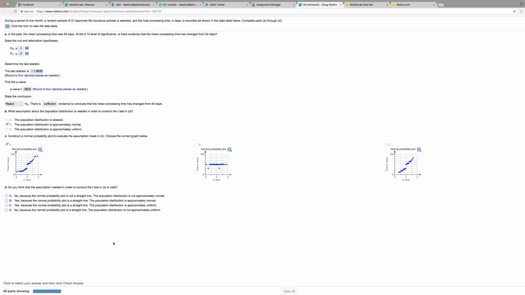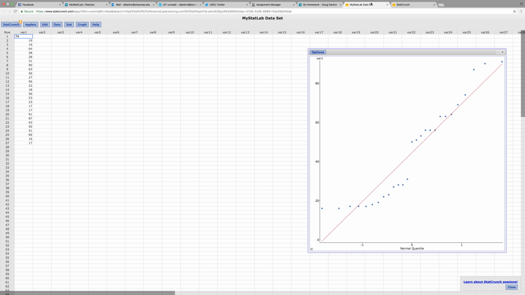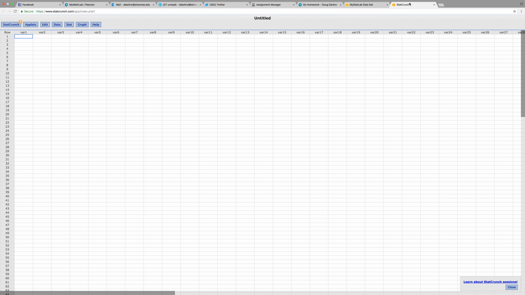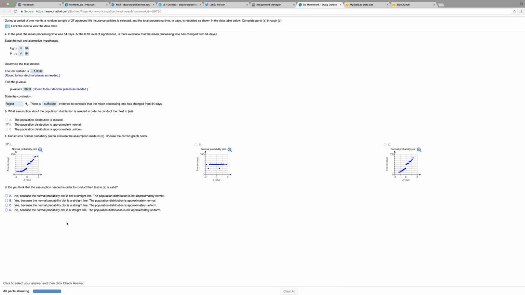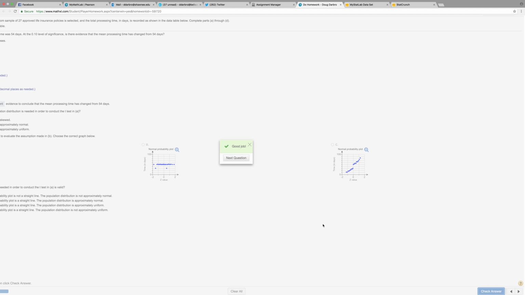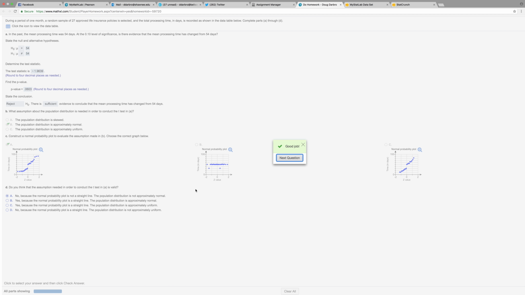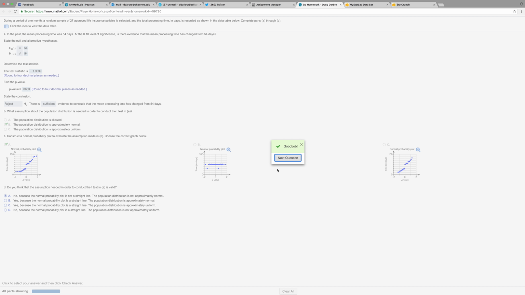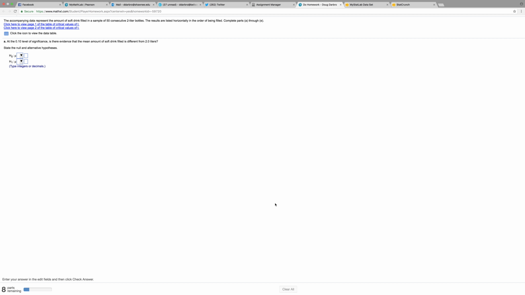Do you think the assumption needed in order to conduct a t-test is valid? Gosh, I don't know. It doesn't look too good. It's not very straight. These things have a lot of wiggle room, but that's too much wiggle. So no, it's not. It doesn't look like the normality assumption has been met.